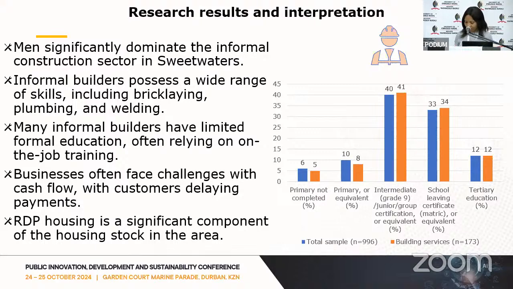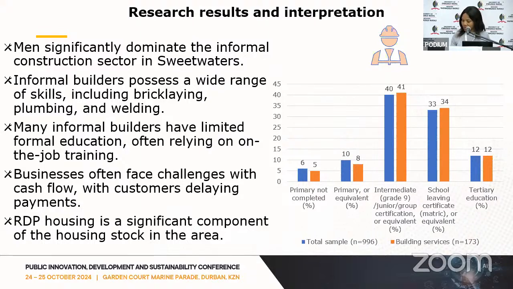training. They have only completed junior certificates at 41%, and school leaving certificates at 34%. Informal business owners say they often face challenges with cash flow and customers delaying payments. Their annual income was between 29,973.